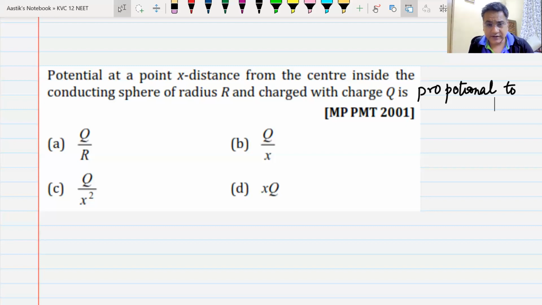Okay, so it will be the same as the potential on the surface of the sphere. Potential on the surface of the sphere is kq by r. So you can see that it will be proportional to q by r, and that is your answer, beta. Q by r, option number 1.